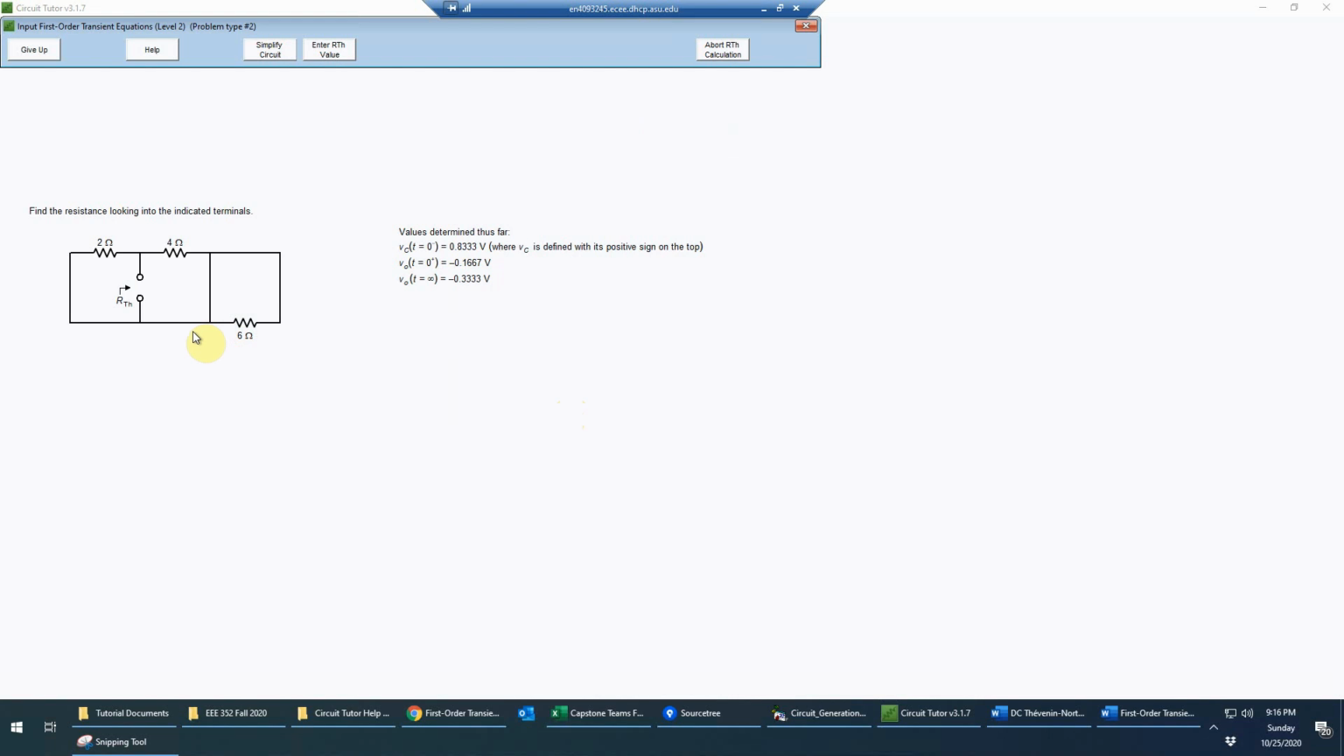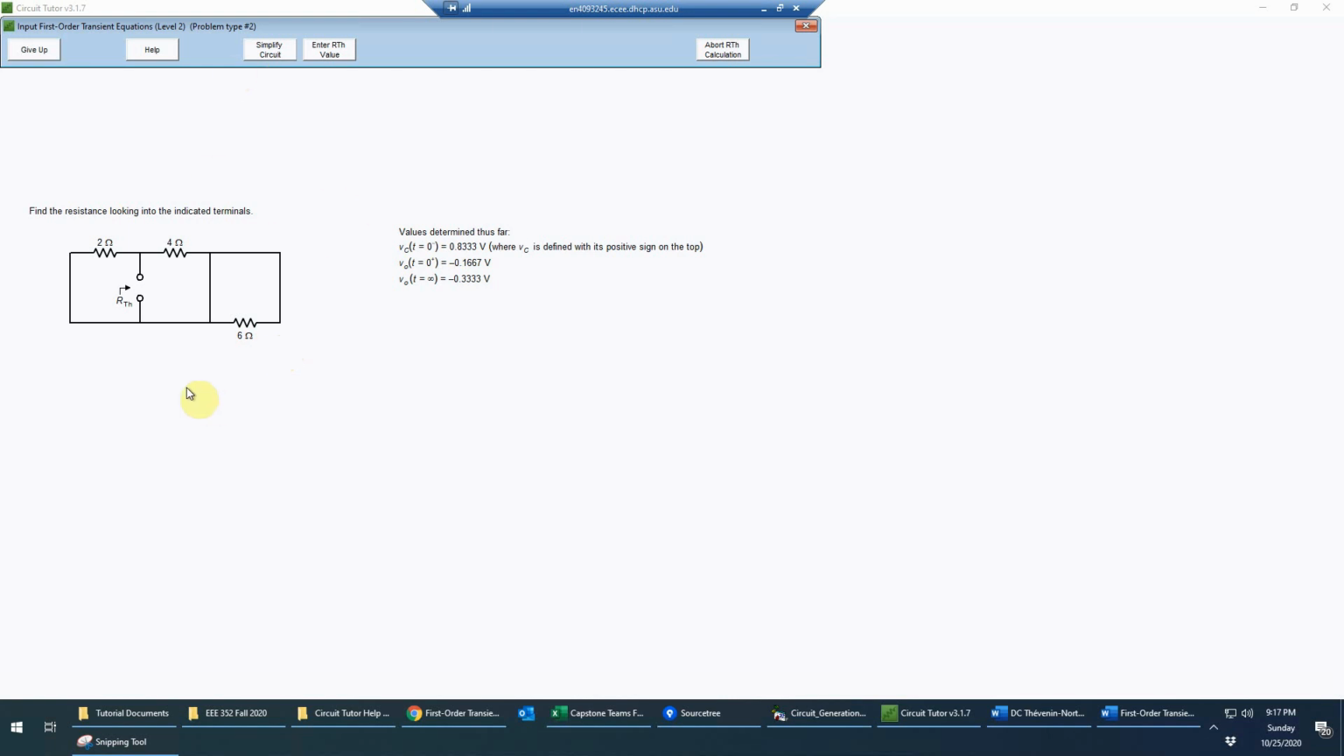Then we could simplify the circuit. I could go into the circuit editor and move this shorted 6 ohm resistor, and then notice that these two are going to be in parallel, right? Because they're connected to the same two nodes. This node is connected to both of them, and this node here is also connected to both of them. And again, this resistor doesn't even play any role.